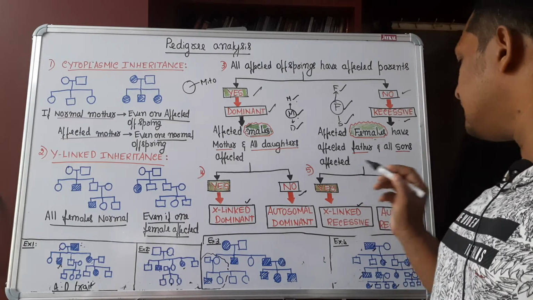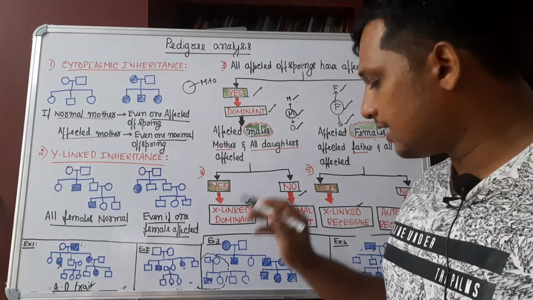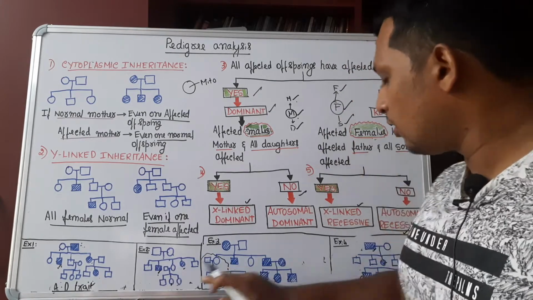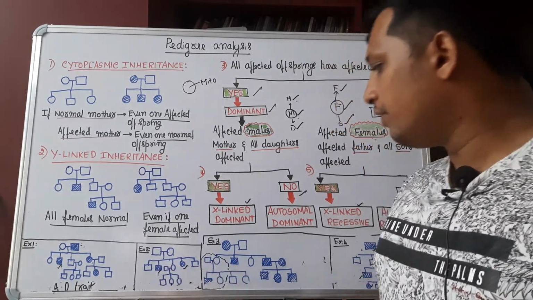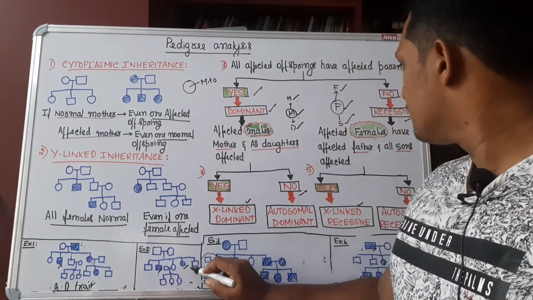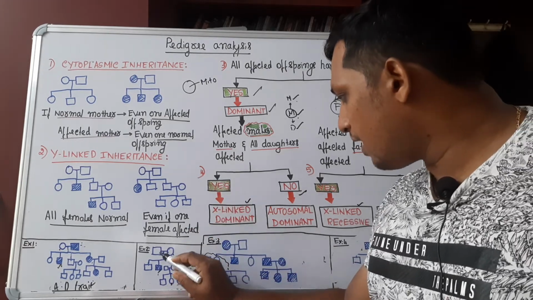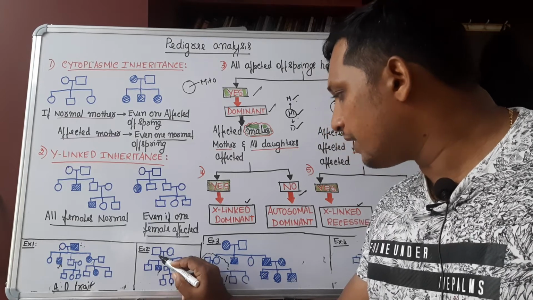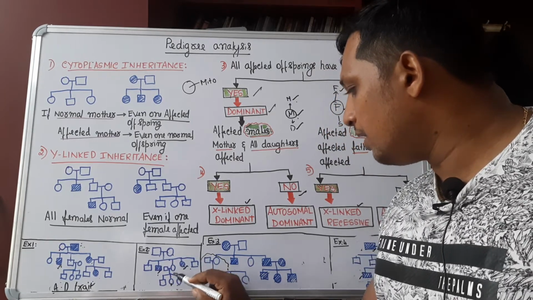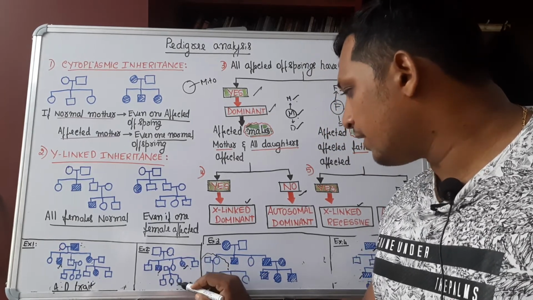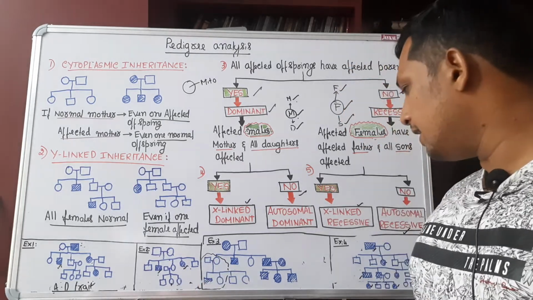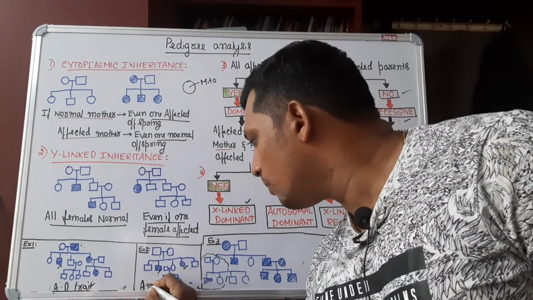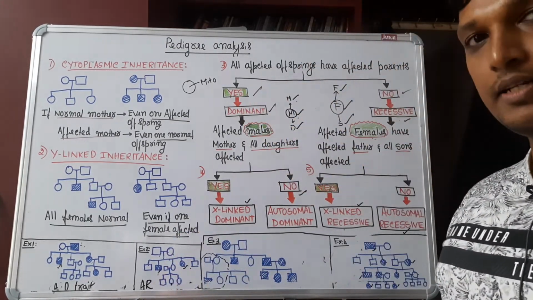Whether X-linked recessive or autosomal recessive, let us check. Whenever recessive comes, take a female. An affected female must have an affected father. If you consider the affected female here, the father is not affected. An affected female must have all sons affected. That criterion is also not there. Hence, it is not X-linked recessive. It is an autosomal recessive trait.